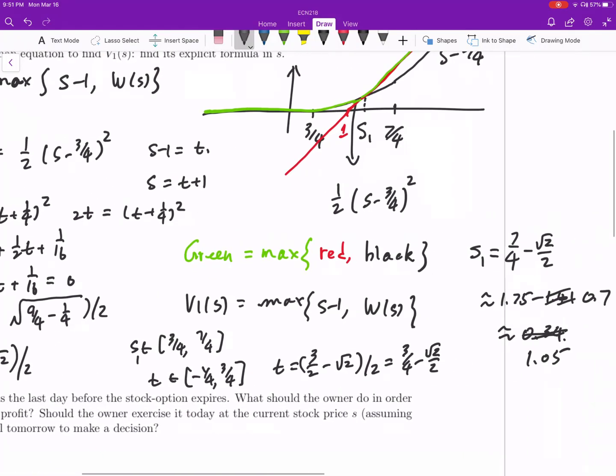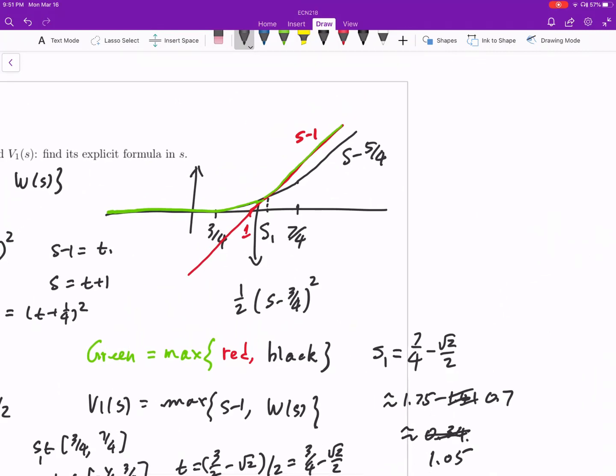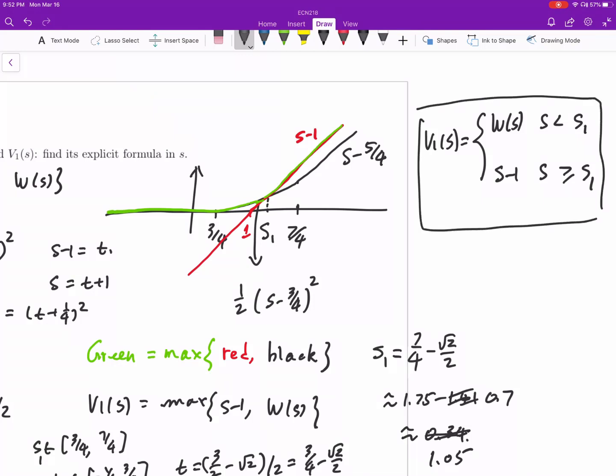Now after we get this value over here, we have the complete formula for V1 of S. So V1 of S is going to be equal to W of S if S is less than S1. Okay? And it's going to be equal to S minus 1 when S is greater than or equal to S1. So that's the formula. Now you may ask what W of S is. We have that formula on the previous page. Okay, so that's the answer for this part of the problem.